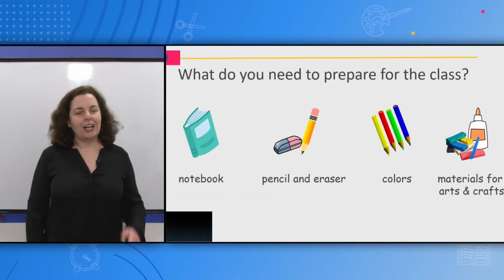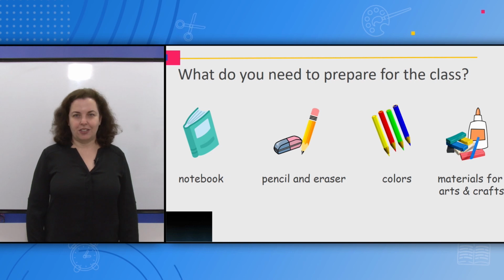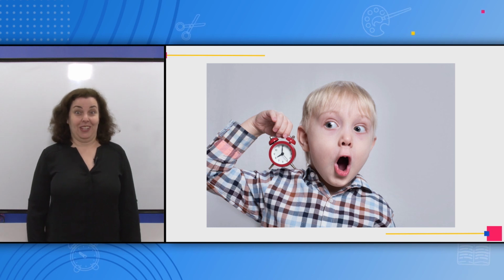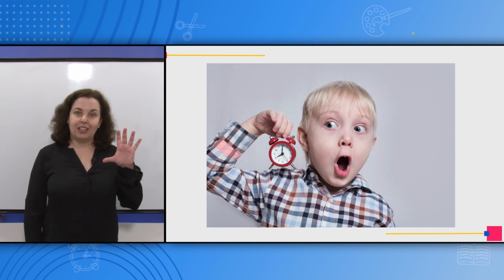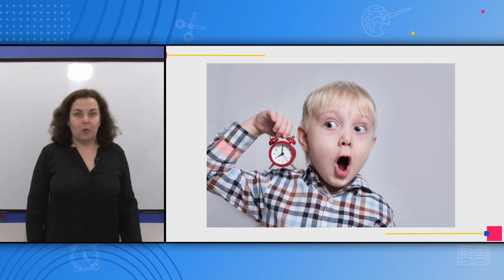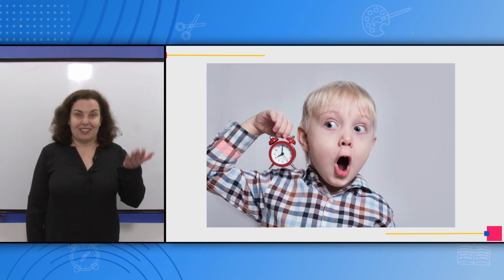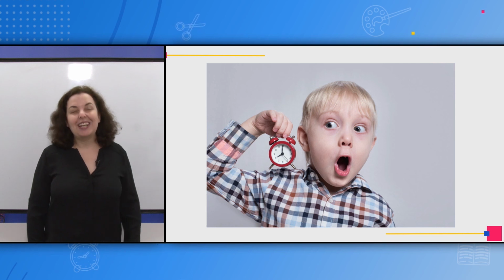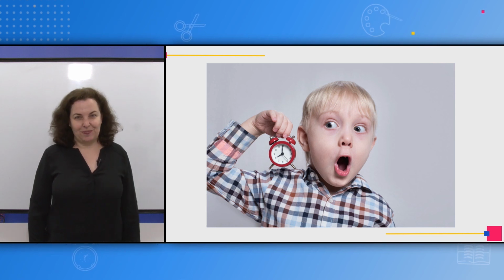Hi again. I hope you got these materials for our lesson today. Let's begin. What do you see in the picture? It's a funny picture, right? I see a boy and he's holding a little clock. Why is he doing that? What is that? Can he tell time? Can you tell time? Let's learn about time in English.